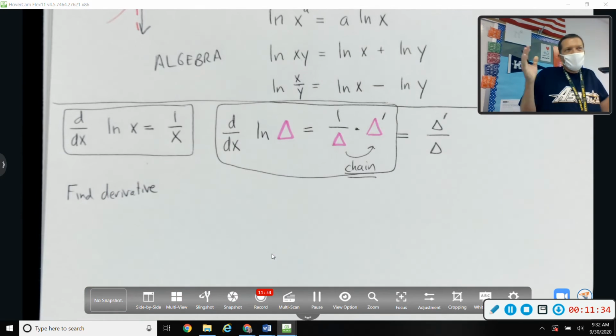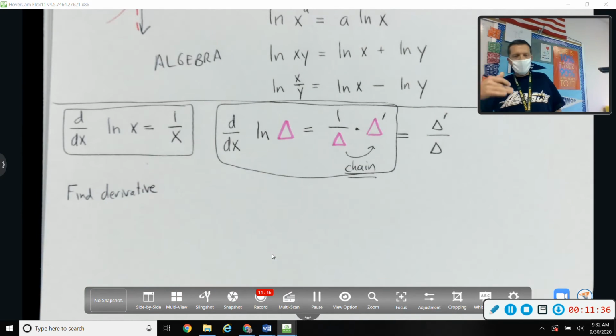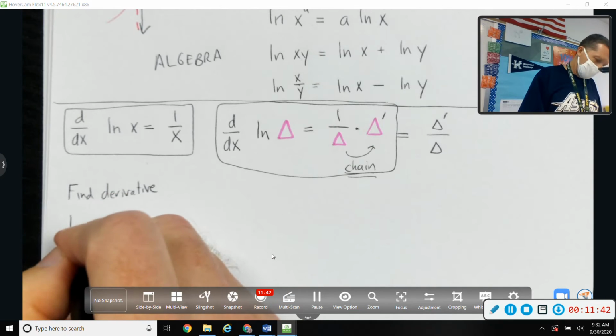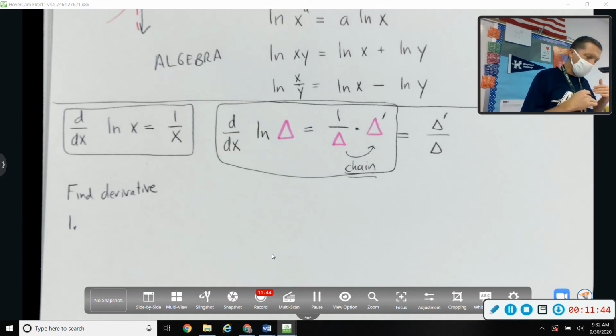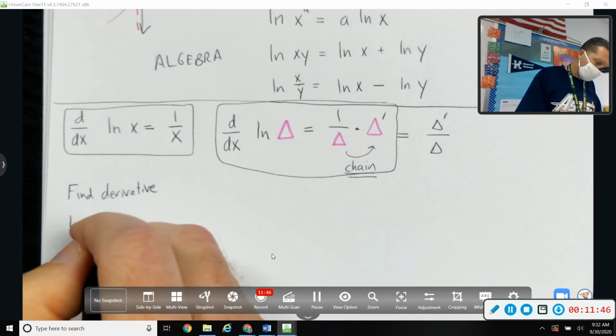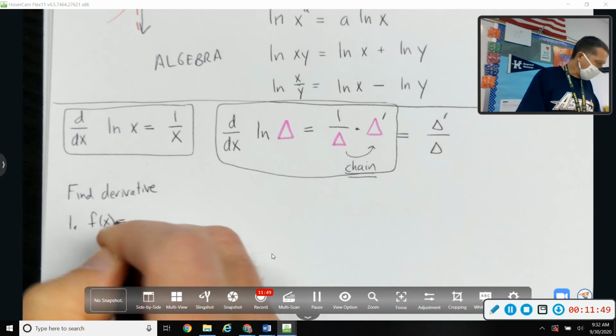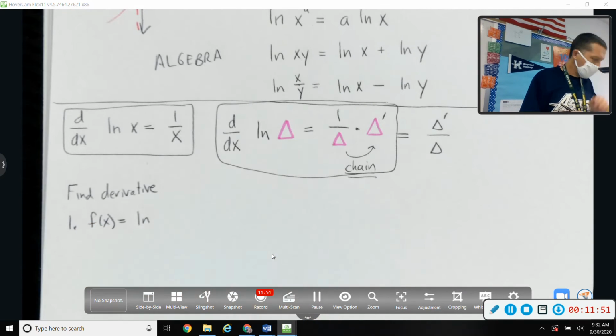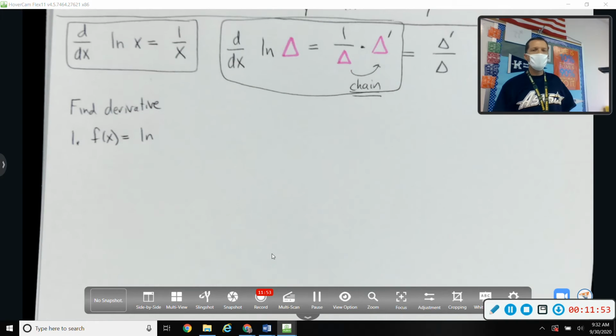Alright, that's it for the new stuff. It's 1 over the argument times the derivative of the argument. Lesson over, we're done. Except that we need to see some examples. So nothing new from here on out. We're just going to apply what we now know. We're just going to find a bunch of derivatives.